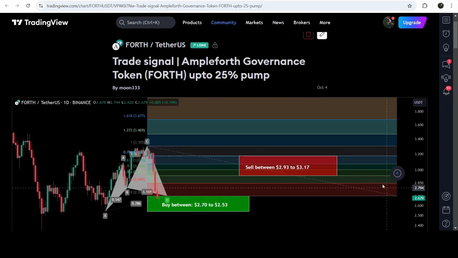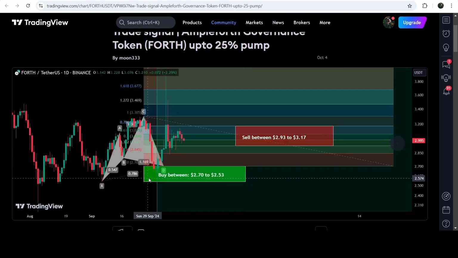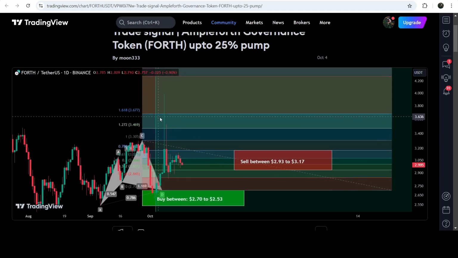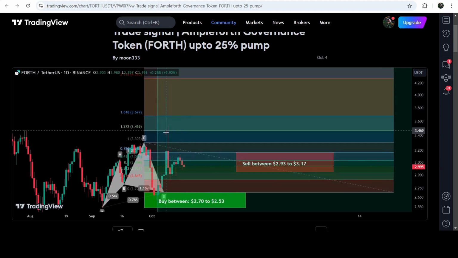And now if I play this chart, then you can see that the price line nicely moved up from the buying price, and you can see that it moved beyond the sell target line. This was almost a 50% pump only on this daily time frame chart.